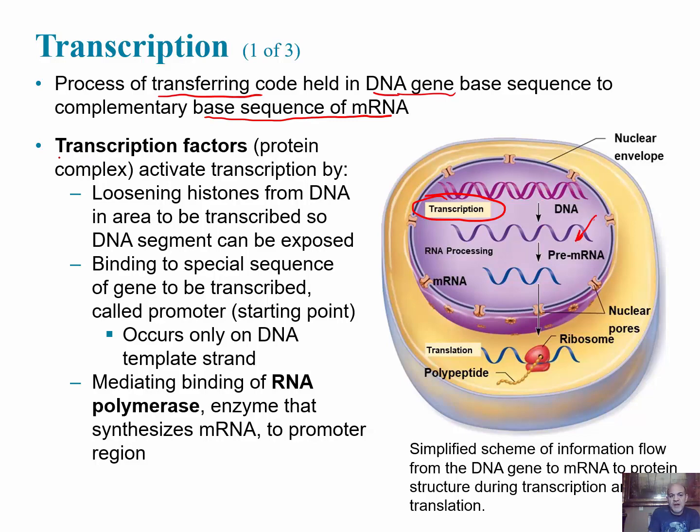Now, what's going to be required for this process are transcription factors, which are basically proteins. And they're going to help activate transcription by the following. First, they're going to loosen the histones from the DNA in that area that we're going to be transcribing. That way we can expose the DNA. And then the transcription factors also help in binding to a special sequence of the gene to be transcribed. And that special sequence is called a promoter, which is the starting point. So this is where we'll actually begin the process of transcription.